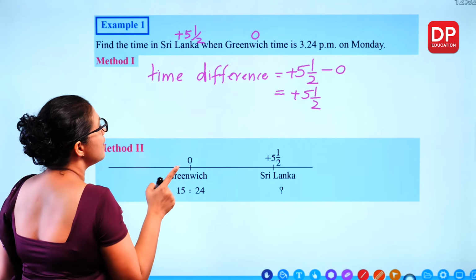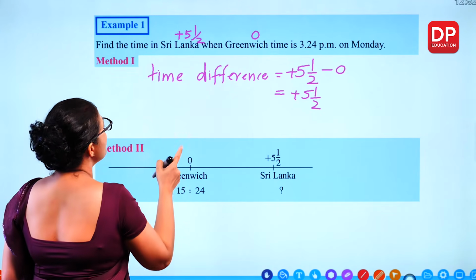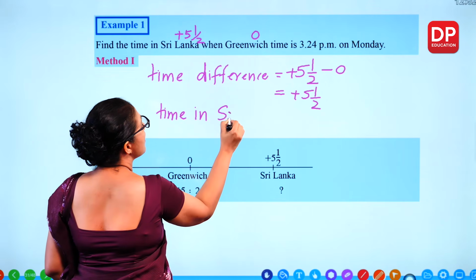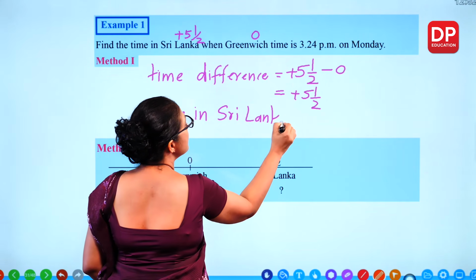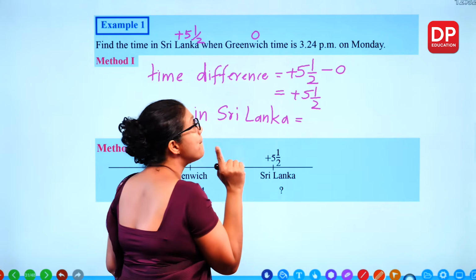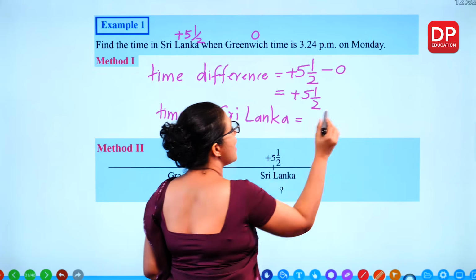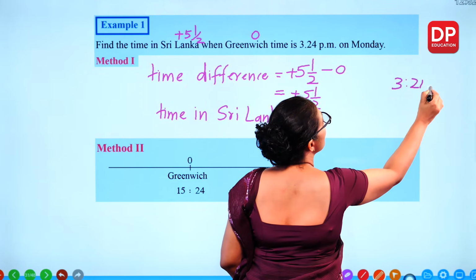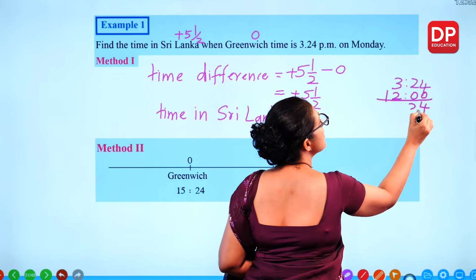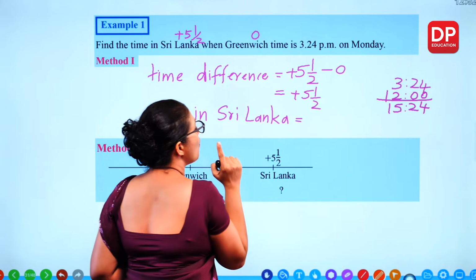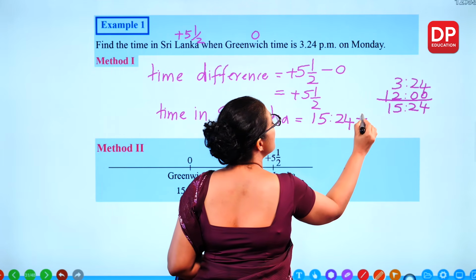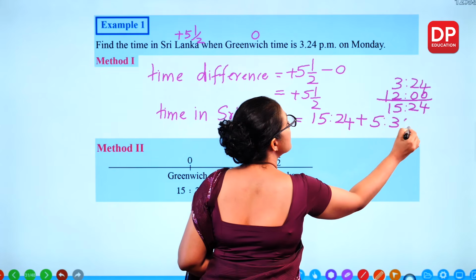And what's the time in Sri Lanka? The time in Sri Lanka is, you need to add 5:30 to 3:24 p.m. How can we write 3:24 p.m.? You have to add 12 to that. So you get 15:24 is the time. And add 5:30 to that. What's the time?